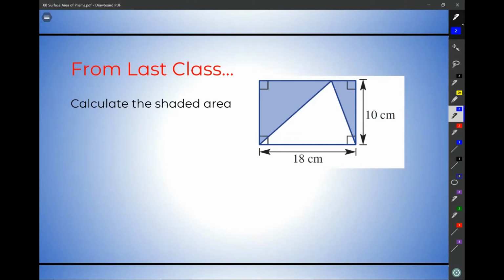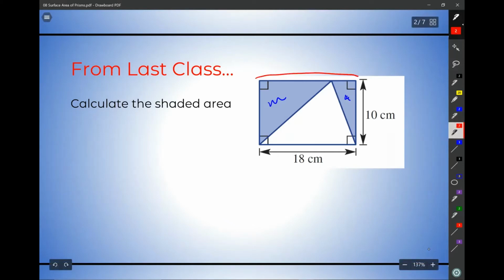I'd love for you guys to all pause the video here and have a go at this question yourself, and when you come back I'll show you how to do it. Okay, so this is a composite shapes question. We're looking for the shaded area here and here. So we need to find two areas.